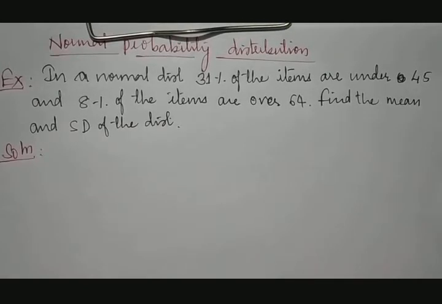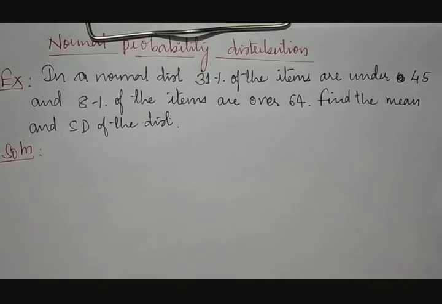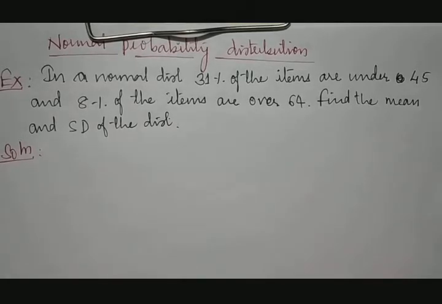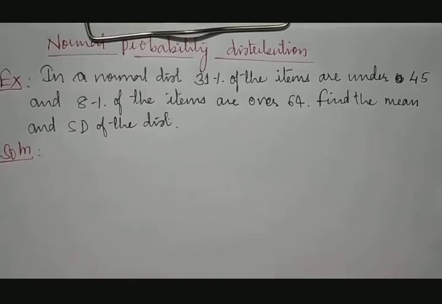Today we will discuss an example on normal probability distribution, and this example is a little bit different. Why is it different? Because usually in normal distribution we calculate examples where x is given and we calculate its probability or number of items. There, in probability, we come to know the percentage as per the case.